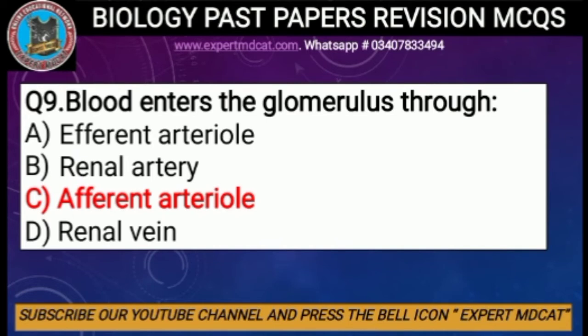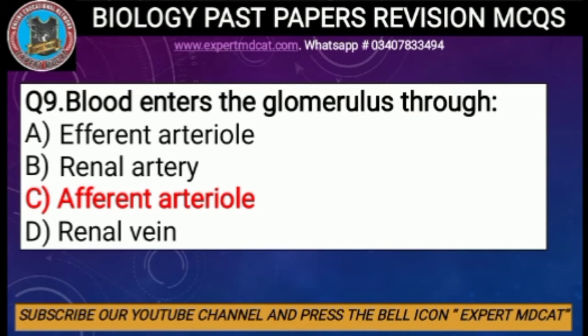Blood enters the glomerulus through. Options are afferent arteriole, option B is renal artery, option C is efferent arteriole, and option D is renal vein. Here the correct option is A, that is afferent arteriole. See, blood enters the glomerulus through the afferent arteriole and leaves the glomerulus through the efferent arteriole. From the efferent arteriole blood leaves the glomerulus, and from the afferent arteriole blood enters the glomerulus.